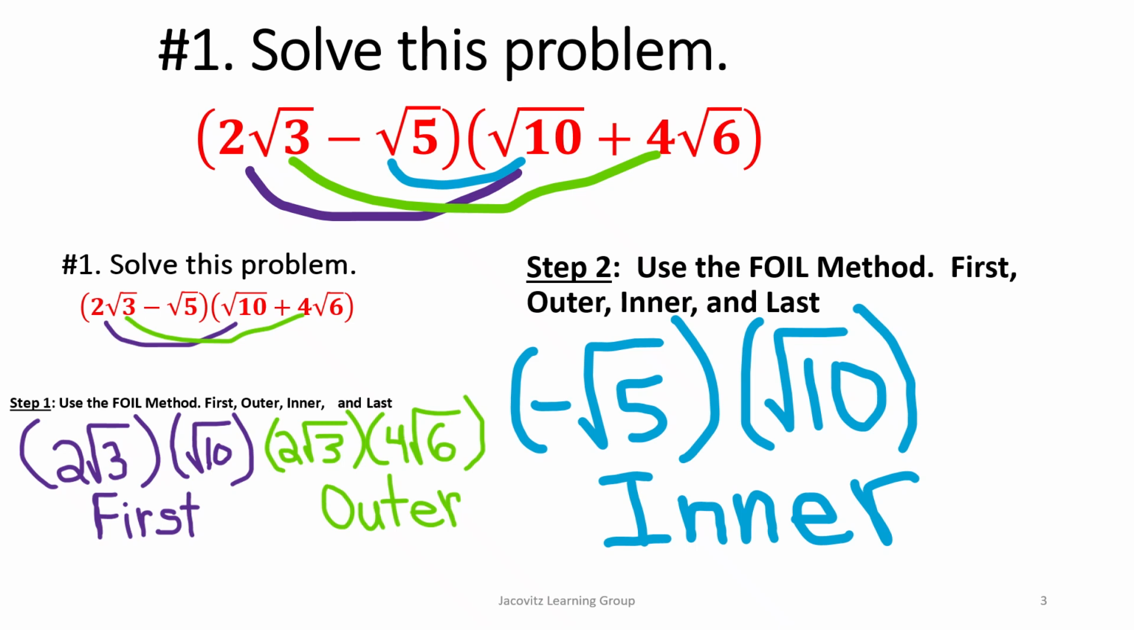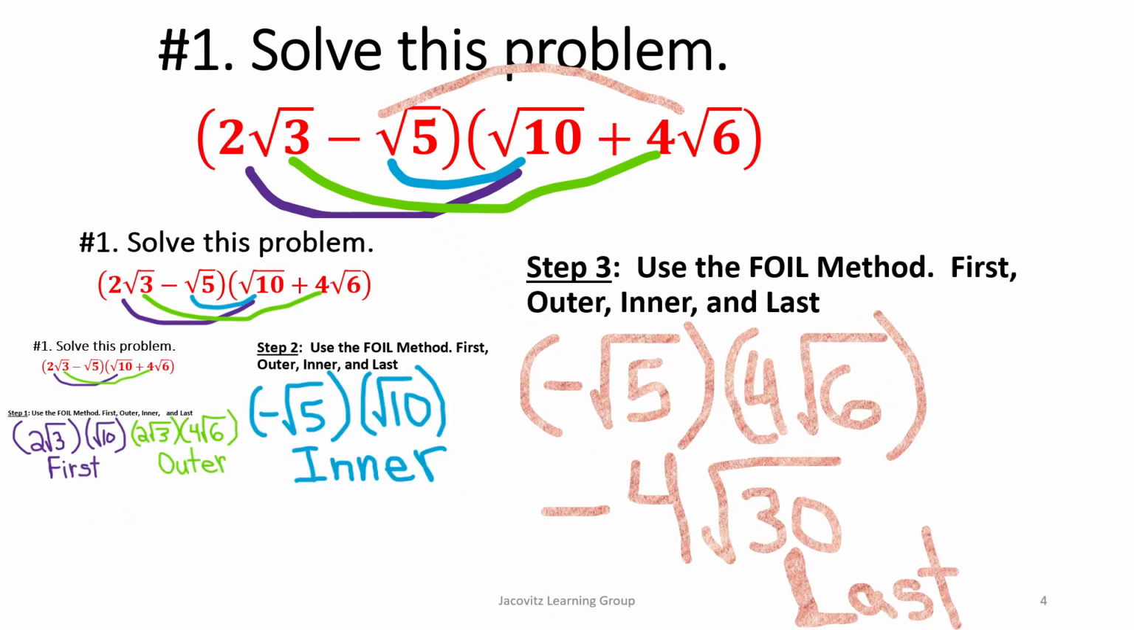Now you have your inner, you have your negative 5. Don't forget this negative. So it's negative 5 times square root of 10. That's your inner. And then you have your last, square root of 5 times 4 times square root of 6. So it's the last term in each bracket. Now you've got all your terms here to multiply, and you have brackets.